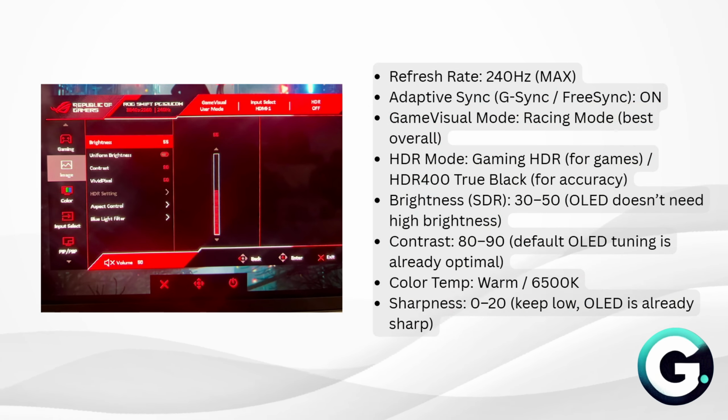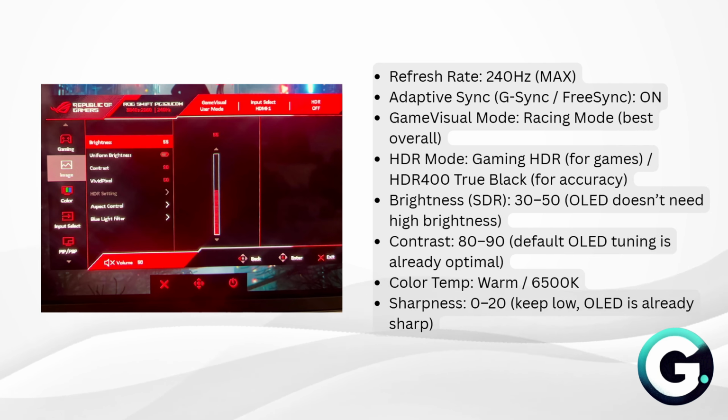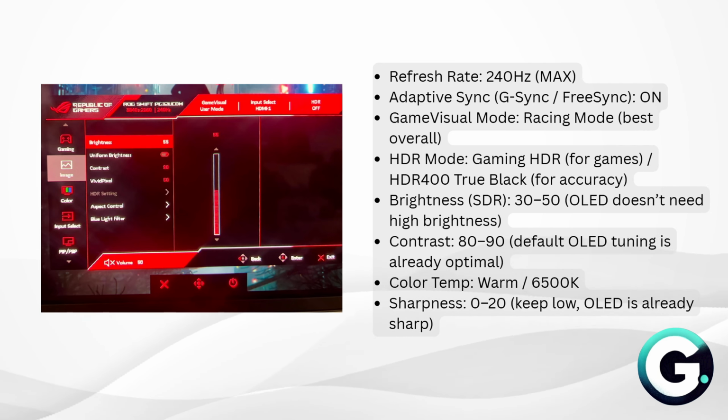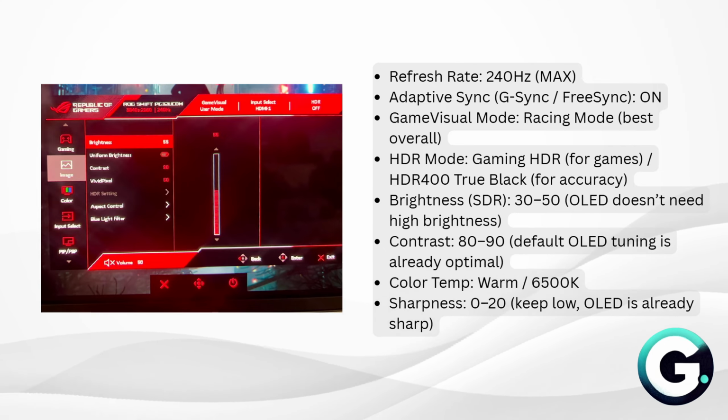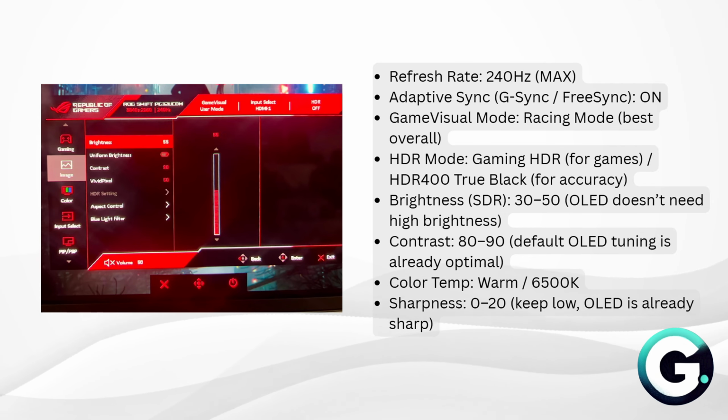Basically, for refresh rate, it's going to be 240 Hz. For the adaptive sync, it's going to be on. The game visual mode is going to be set to racing mode. Basically, it has the best overall preset. For HDR mode, you want to set it to the gaming HDR.